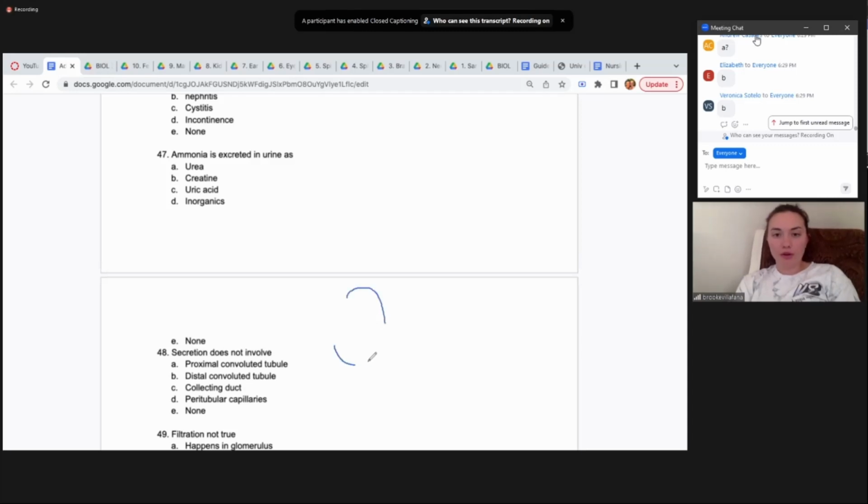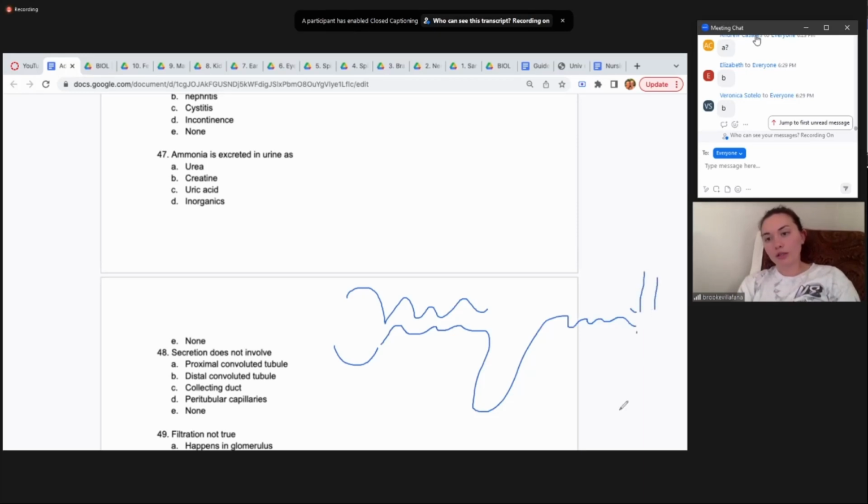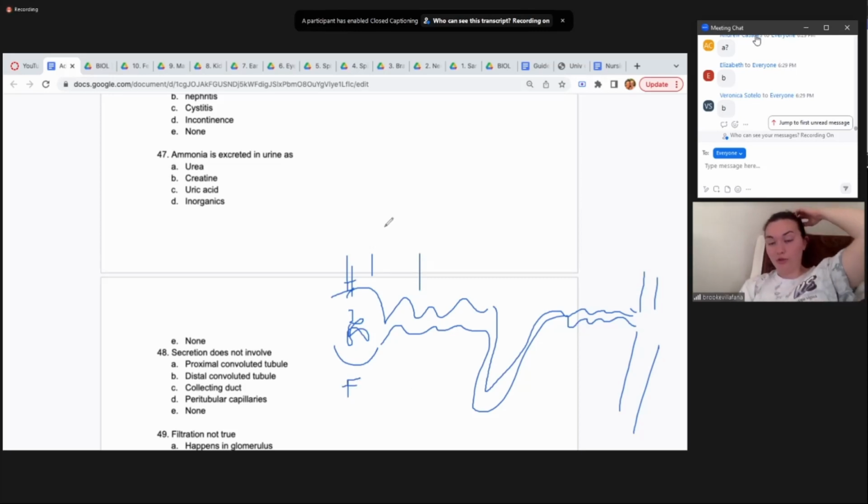Okay, so remember we have our little glomerulus, our proximal convoluted tubule, our loop of Henle, our distal convoluted tubule, and our collecting duct. Step number 1, I'm going to try to just do this really quickly. Step number 1 is F for filtration. Filtration happens in the Bowman's capsule.